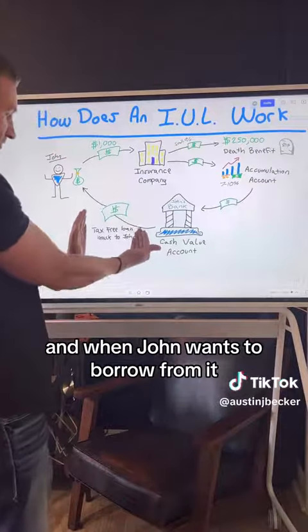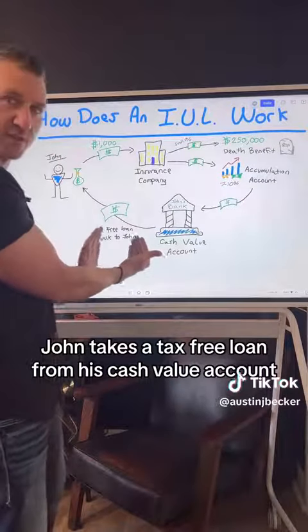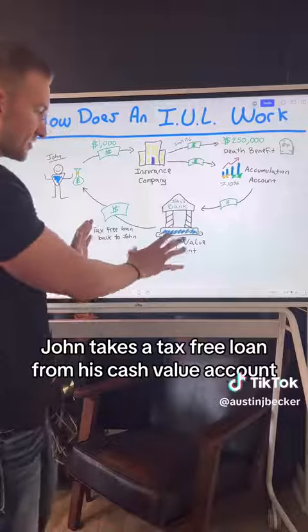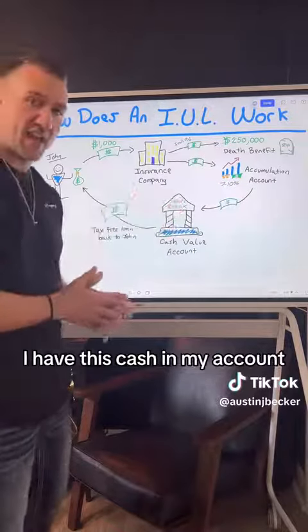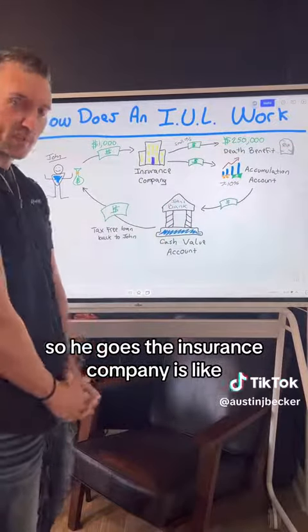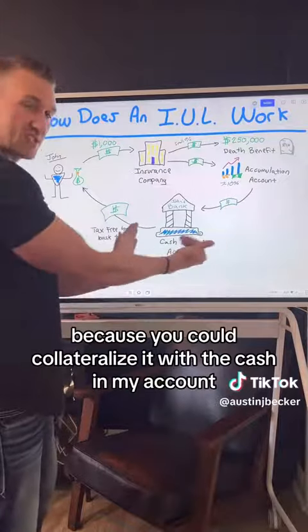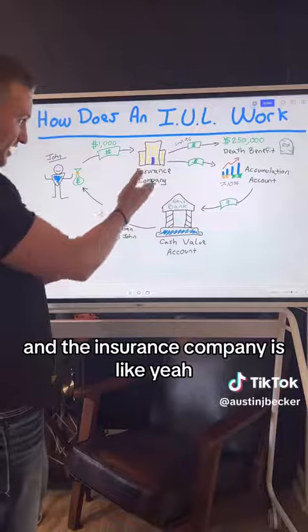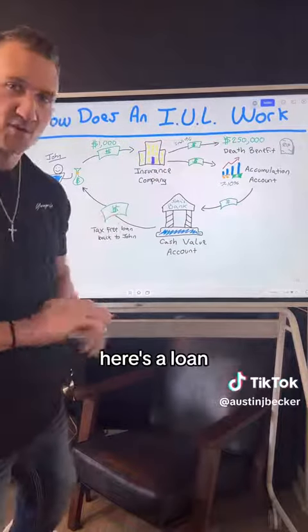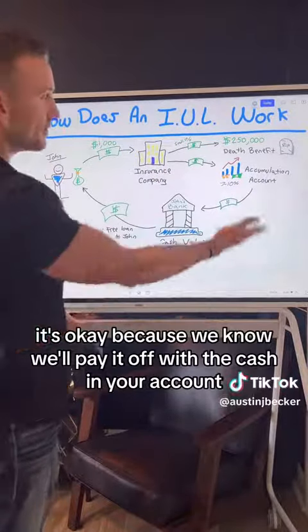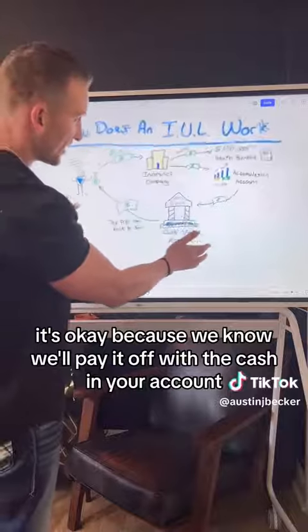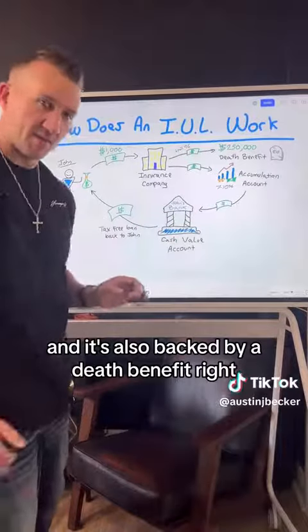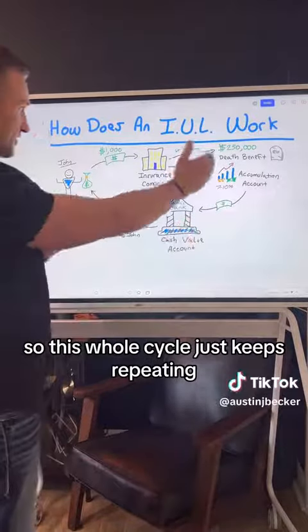And when John wants to borrow from it, John takes a tax-free loan from his cash value account. He's like, hey, I have this cash in my account. So he goes to the insurance company. He's like, hey, will you guys give me a loan because you could collateralize it with the cash in my account? And then the insurance company is like, yeah, here you go, John. Here's a loan. Go do whatever you want. And if you die, it's okay because we know we'll pay it off with the cash in your account. And then it's also backed by a death benefit, right? So this whole cycle just keeps rinsing and repeating.